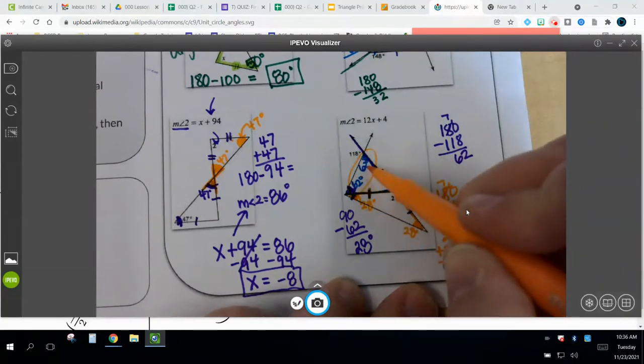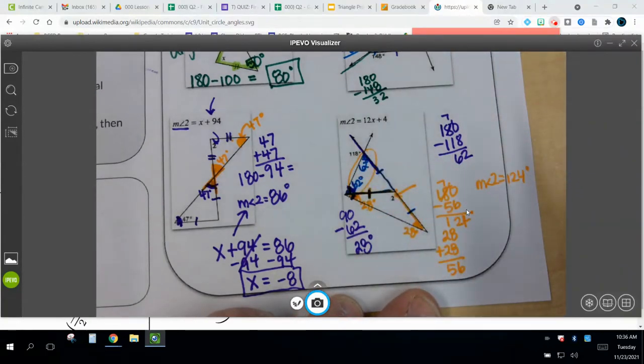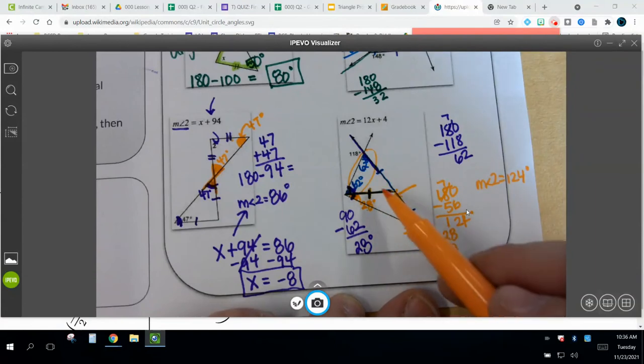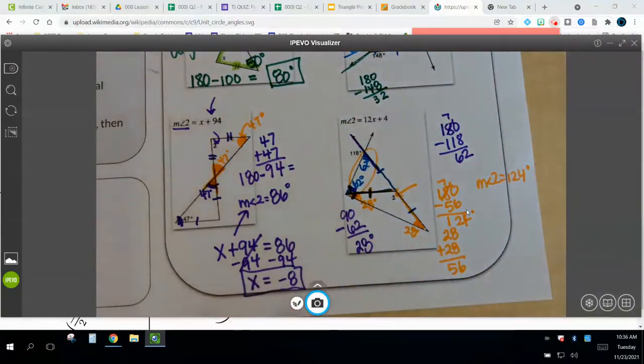Which sure enough is what 62 plus 62 is equal to. So we didn't even need to do all of the stuff with the 90-degree angle. We could have found angle 2 if we used our remote interior angle theorem, which is kind of a shortcut.